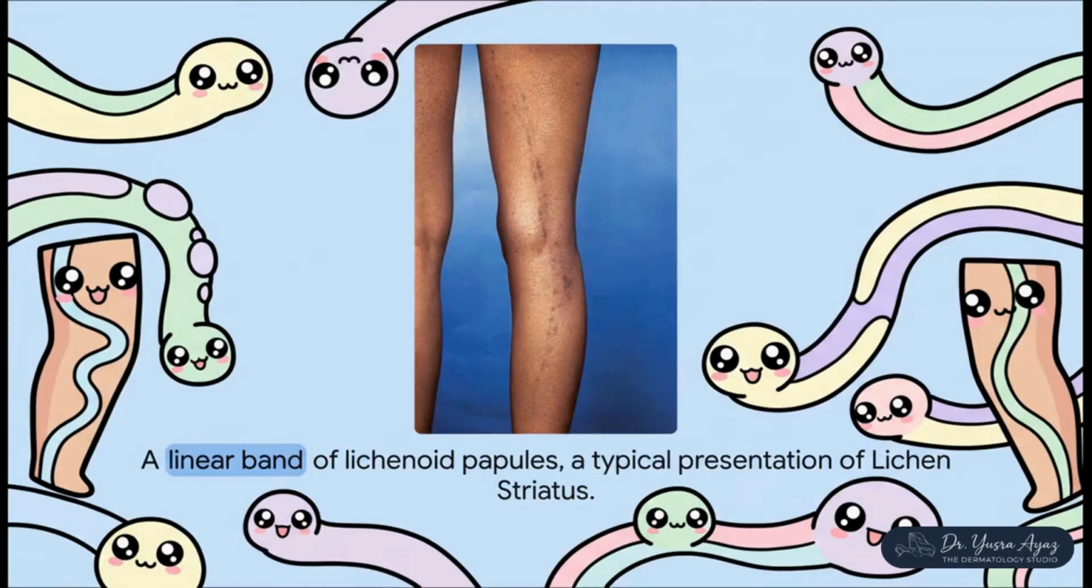And here we go. This is a perfect real-world example. You can see that linear band of papules running right down the patient's leg, clear as day. Notice how it follows that distinct line, almost like someone drew it on with a ruler. This is the absolute classic presentation of Lichen Striatus.